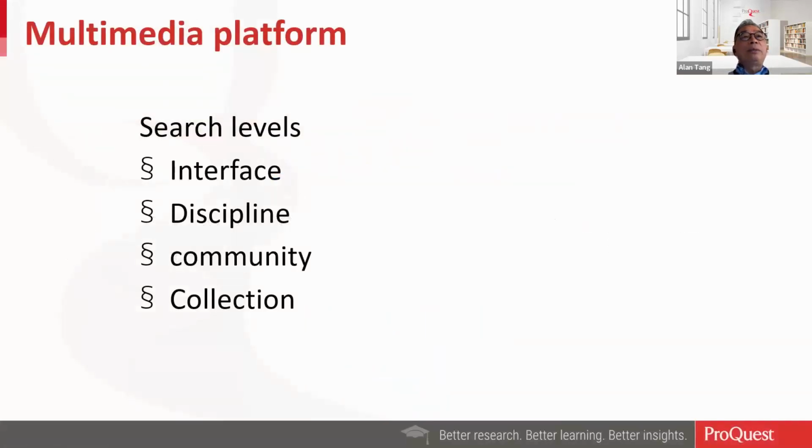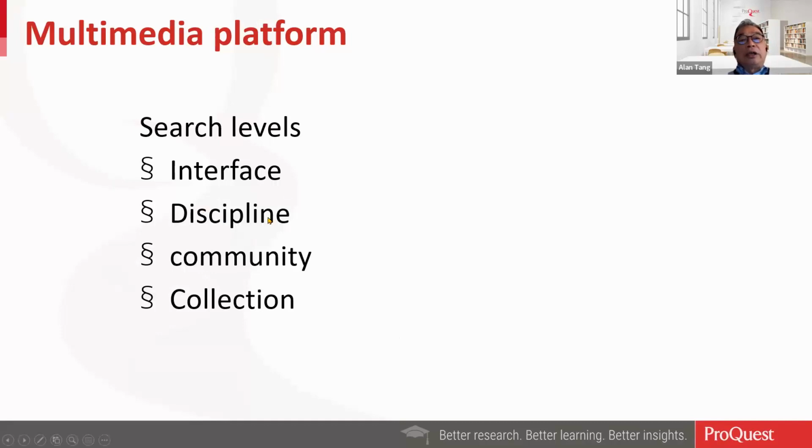Okay, and on the multimedia platform, as I said, there are 4 different search levels, starting from the interface. That means if you are searching on the interface level, you are searching all the resources from the multimedia platform, regardless of what collection or what disciplines. Okay, let's go to the disciplines.